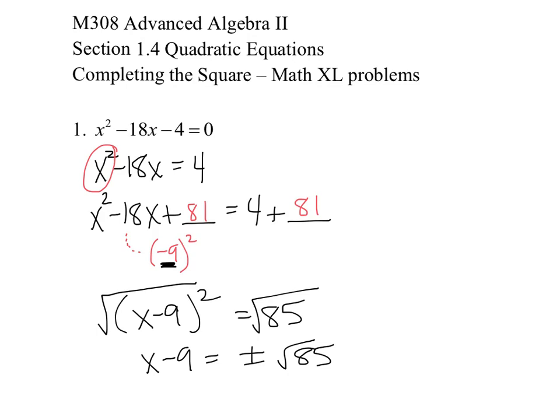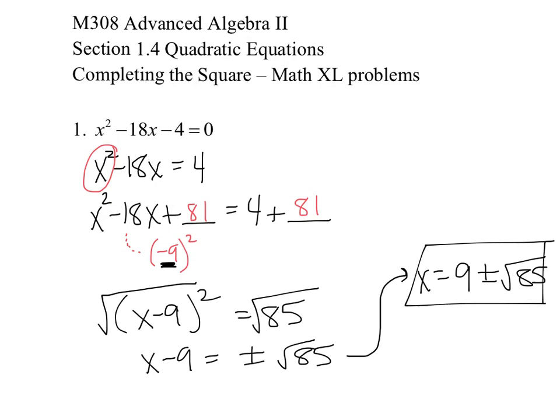Quick check to make sure that radical 85 doesn't break down, because you would need to break down that radical if it did. But in this example it does not. So our final answer, the way you're going to write it, you just have to add 9 to both sides. So we have positive 9 plus or minus radical 85. Remember, in Math Excel, there's no plus or minus button, so you would type into the box x equals 9 plus radical 85, comma, 9 minus radical 85. Okay? That is example number 1.